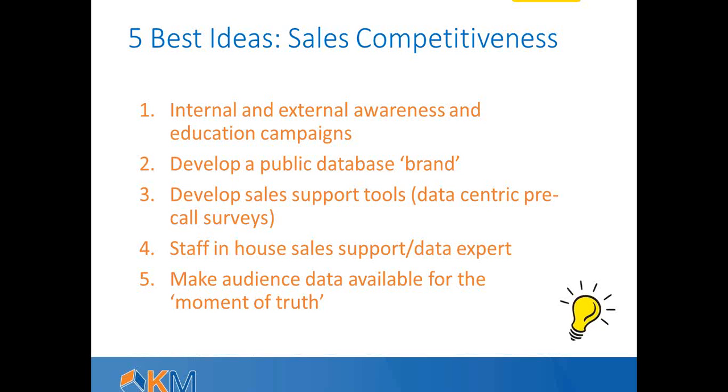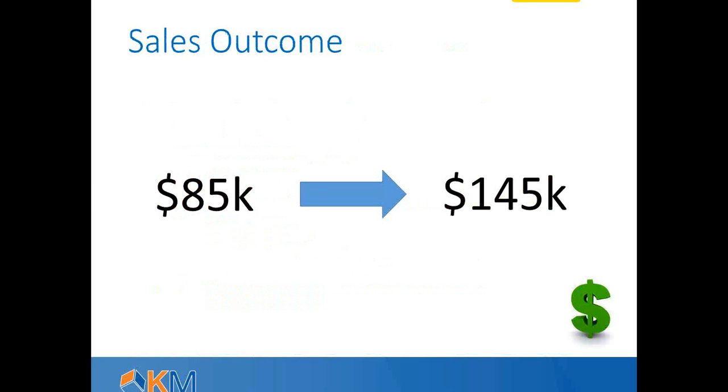And the last and the fifth idea is making sure that audience data is available for the moment of truth. And the moment of truth from a sales competitive perspective is when a prospect asks you for very targeted information. Do your salespeople have the ability to deliver that to them in the right manner? So audience data can be available over the web, it can be available in presentations and PDFs in different formats, but making sure that available data is available for them.